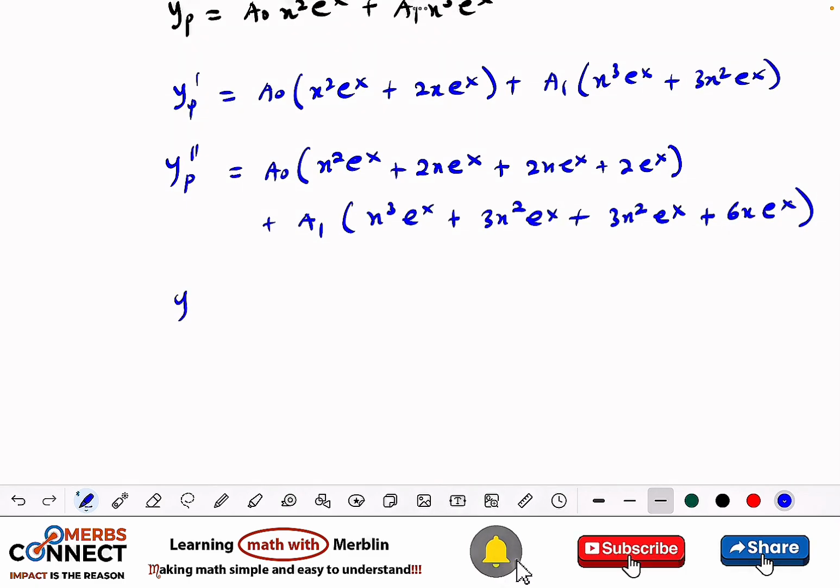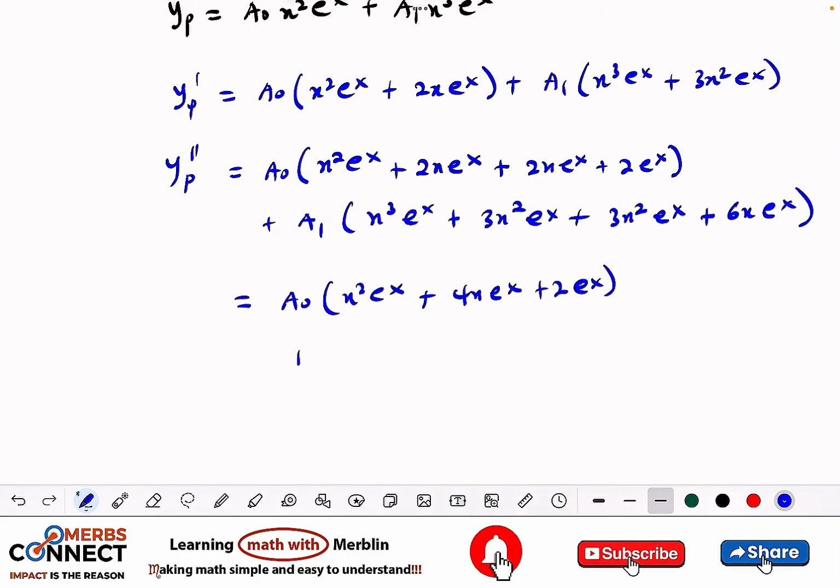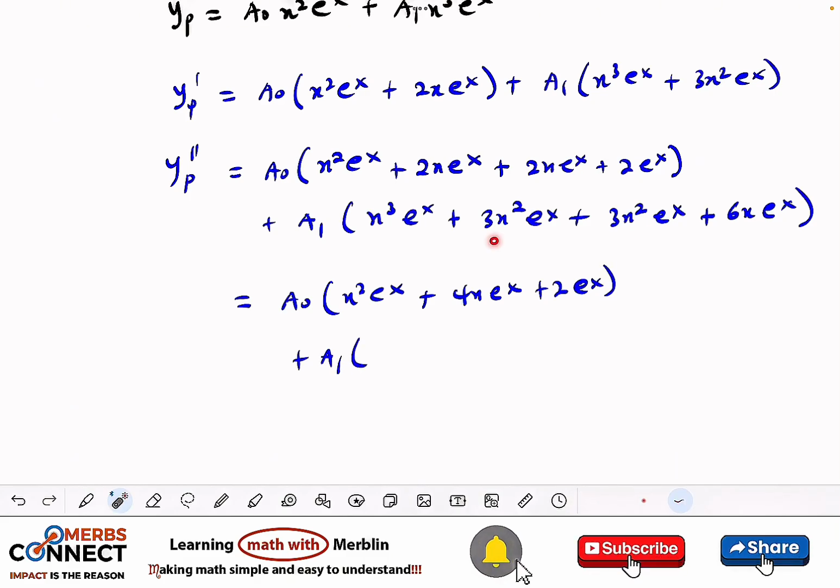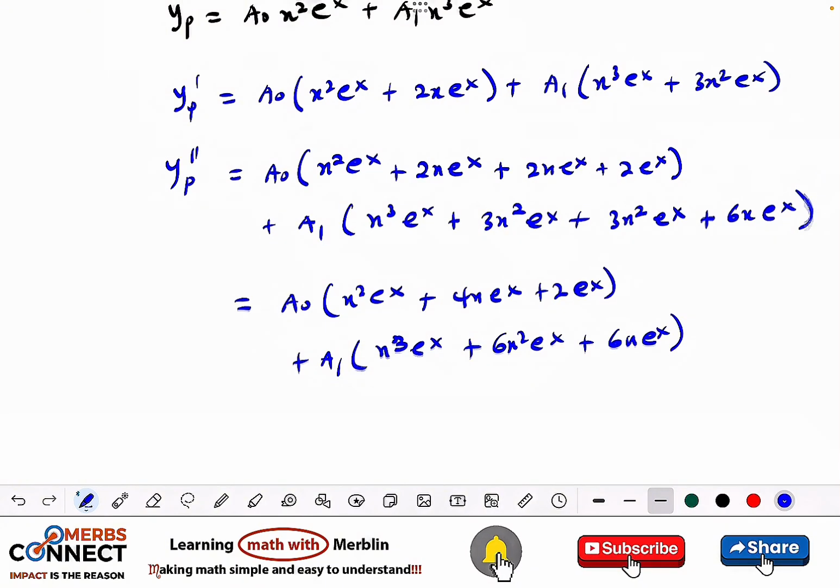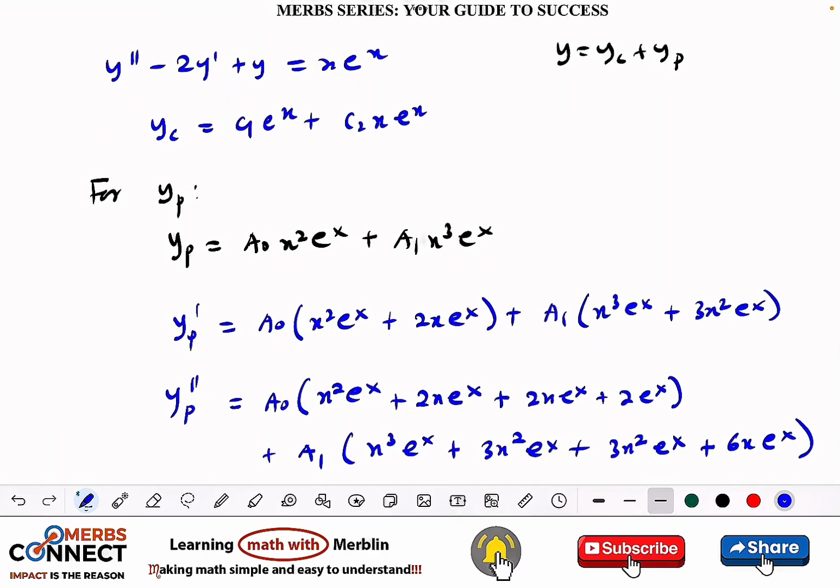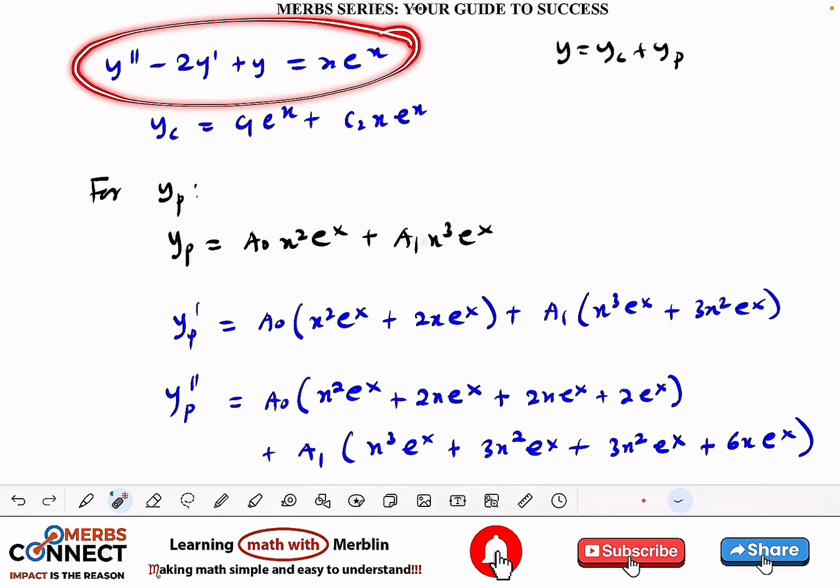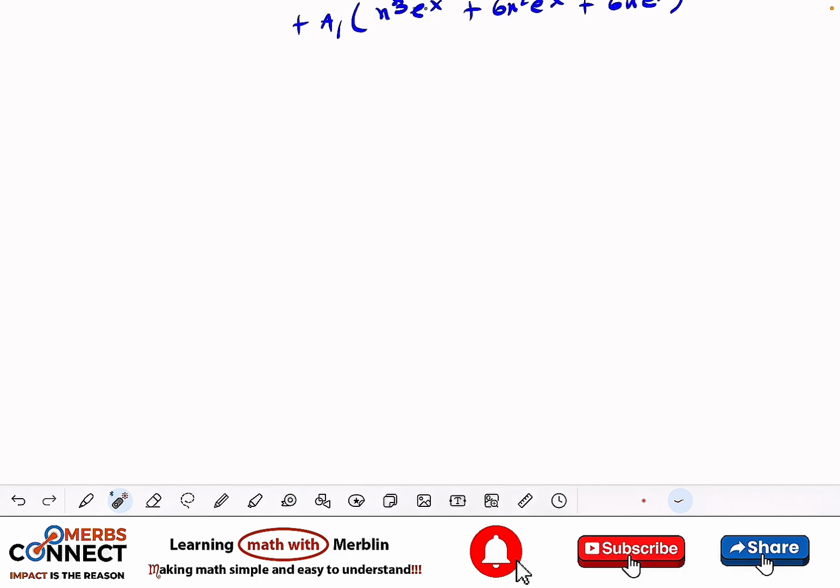So I think we can do something to the y prime prime. So we are going to have a naught, the middle terms are the same. So we are going to have x squared e^x plus 4x e^x plus 2e^x, plus a1. Then the middle term here too is the same. So we are going to have x to the power 3 e^x plus 6x squared e^x plus 6x e^x. So now let's plug them inside the original equation, inside this one, and then we are done with this.